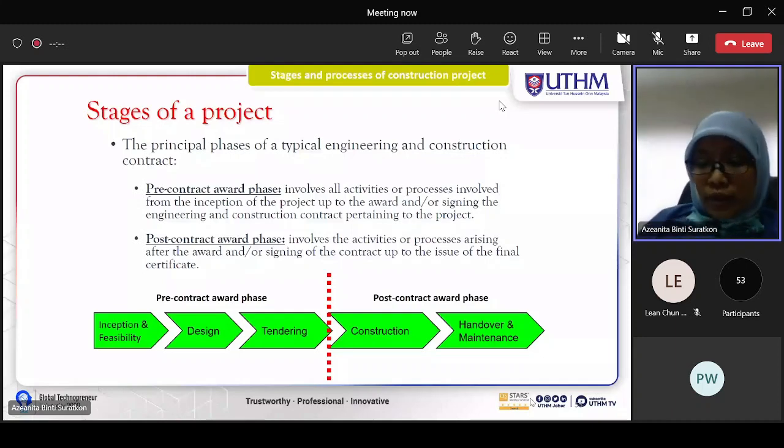Okay, so as usual, before we start, let's start our class with Al-Fatihah for Muslims, and for non-Muslim you can do your own way. Al-Fatihah.